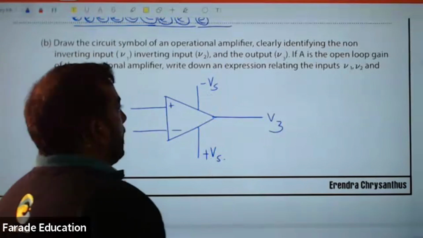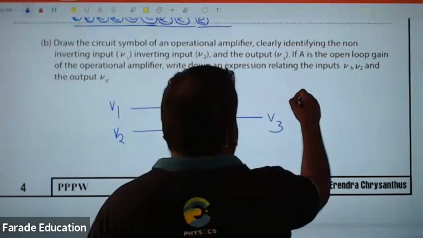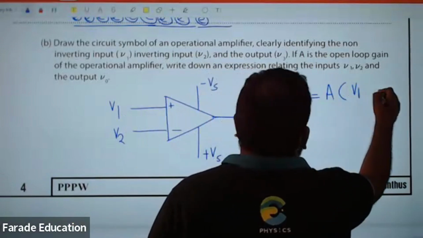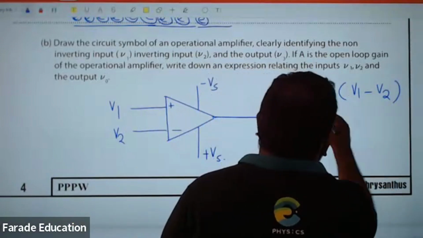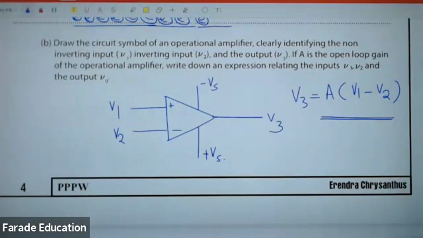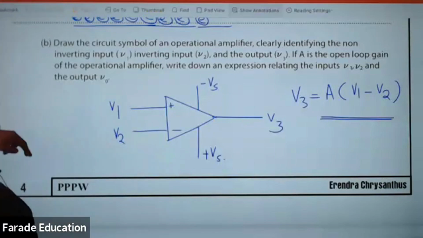Write an expression relating V1, V2 and the output. So the output voltage V3 is A times (V plus minus V minus). That is your output relationship with open loop gain. Okay, right. Moving on.